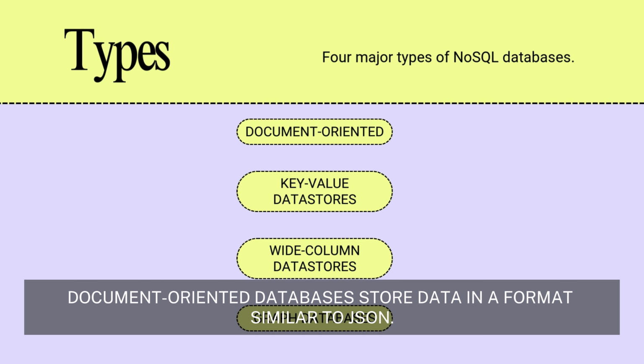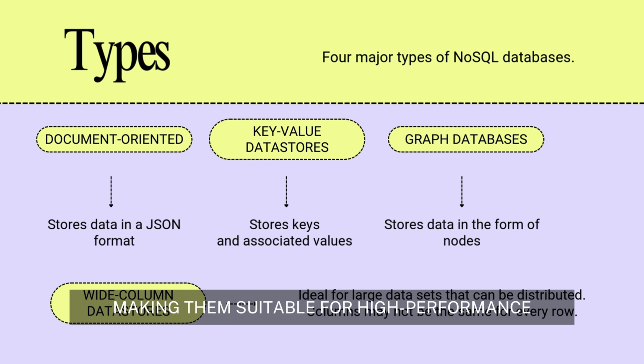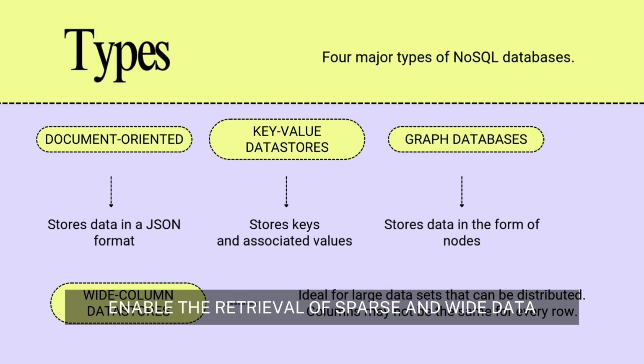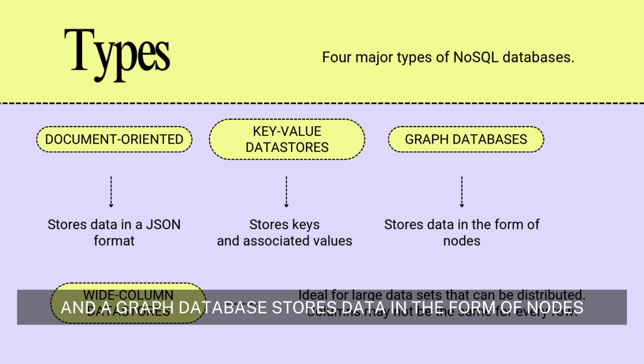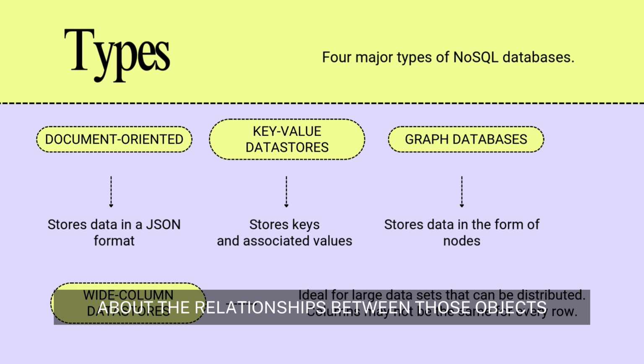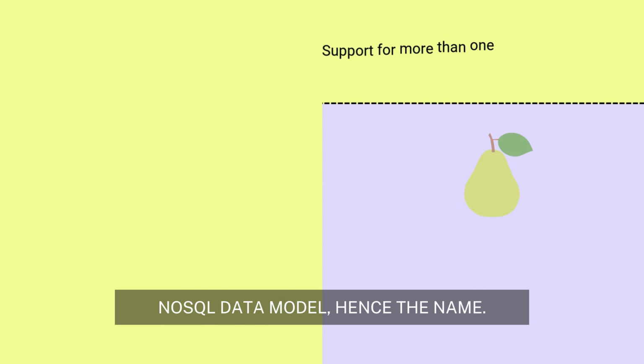Document-oriented databases store data in a format similar to JSON. Key-value databases store keys and associated values, making them suitable for high-performance read and write operations. Wide column data stores enable the retrieval of sparse and wide data, and a graph database stores data in the form of nodes and edges, where nodes store information about objects and edges store information about the relationships between those objects. Finally, multimodal databases support more than one NoSQL data model, hence the name.